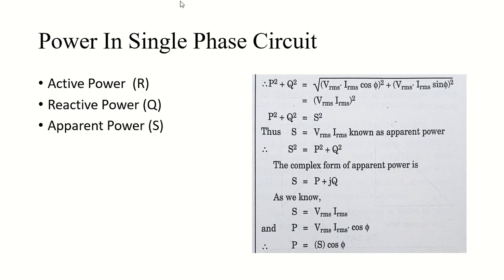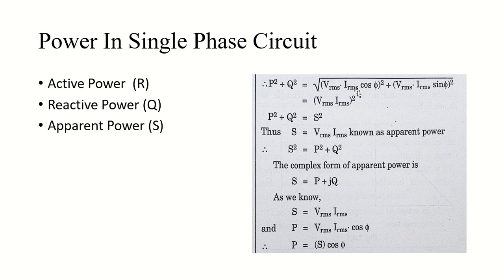Here we have just elaborated the whole equation which we considered: P is equal to Vrms Irms into cos phi, Q equal to Vrms Irms into sin phi. Sin square plus cos square is always 1, so we will be left with only Vrms into Irms whole square, and that will be the value of S square. So S is nothing but the multiplication of RMS voltage with RMS current. Apparent power is nothing but the multiplication of RMS voltage with RMS current.